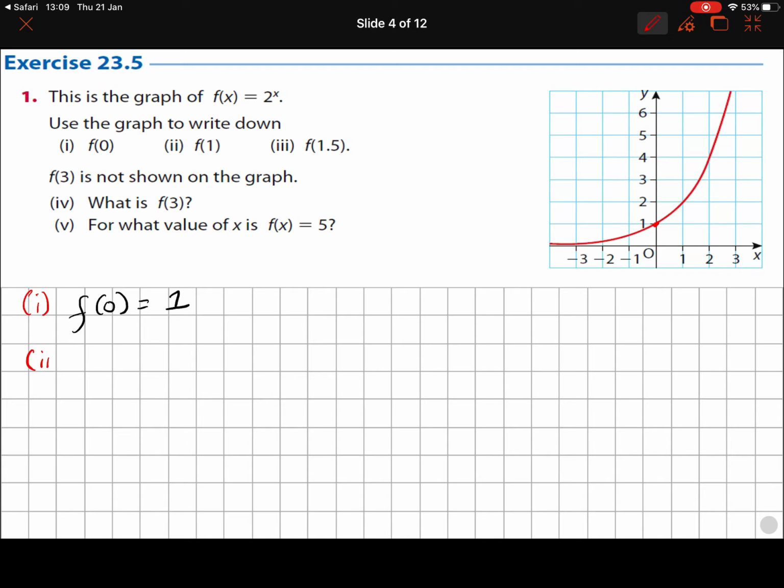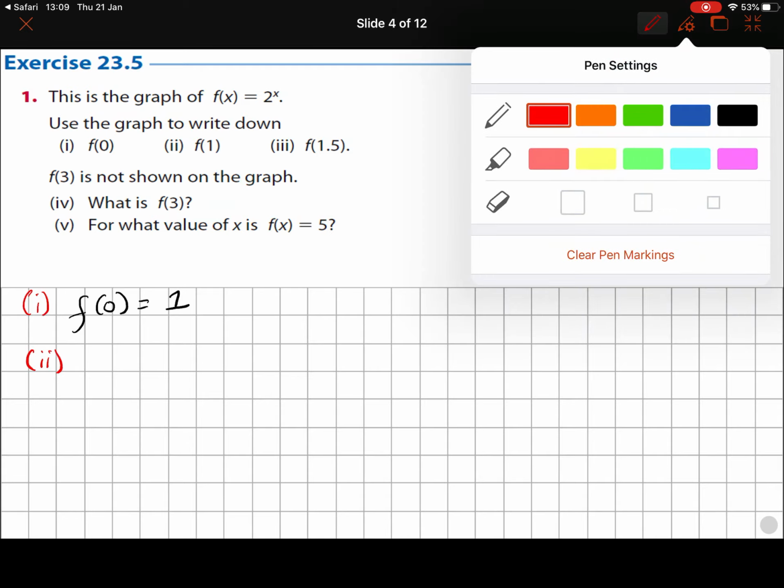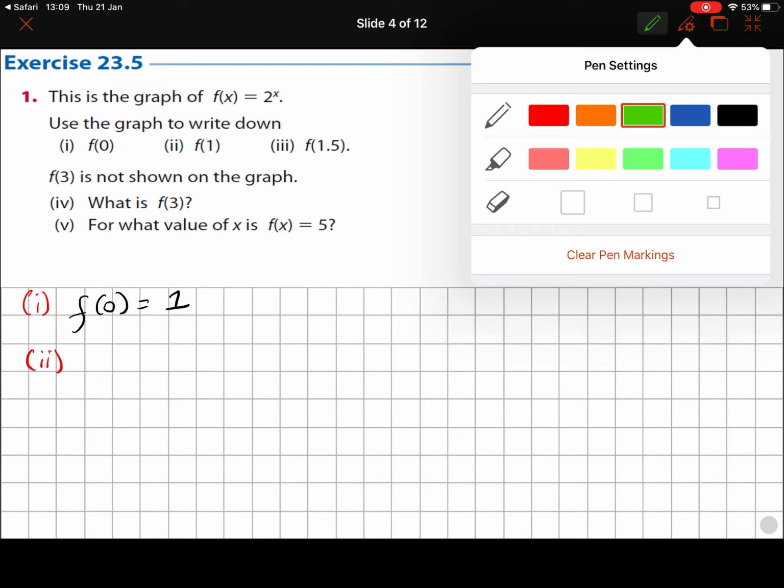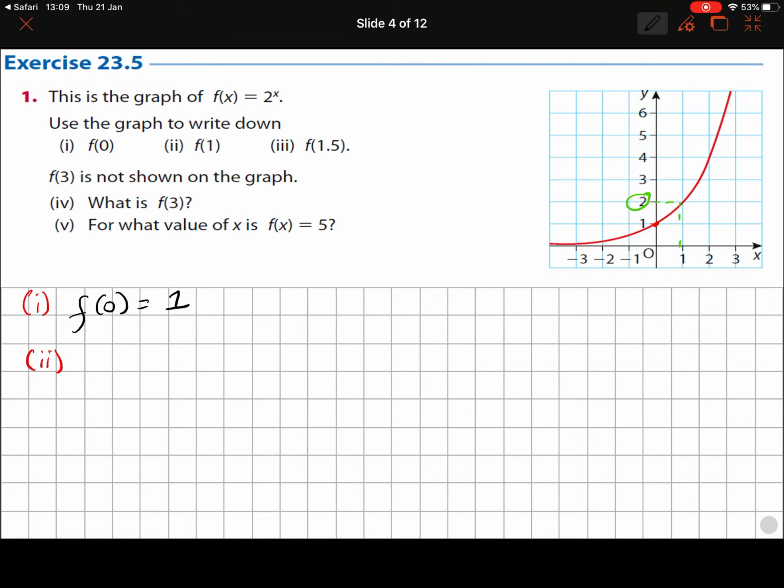Right, part 2, f of 1. So again, go here to your graph, go to 1 and go up and go across there, and we can read off here and it's 2. So f of 1 there is equal to 2.